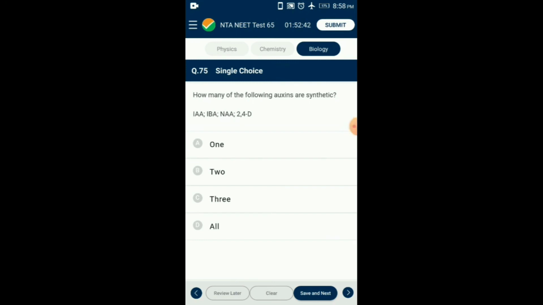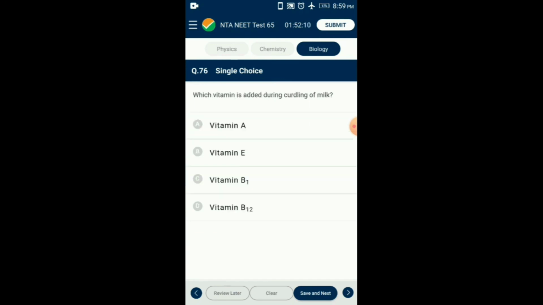Question number 75. How many of the following auxins are synthetic? From the given, indole acetic acid and indole butyric acid are natural auxins synthesized in plants. Naphthalene acetic acid and 2,4-dichlorophenoxyacetic acid are synthetic auxins. Auxin is mainly synthesized at the shoot apex, as light is necessary for synthesis of auxin. So from the given auxins, there are two synthetic auxins. Option B.